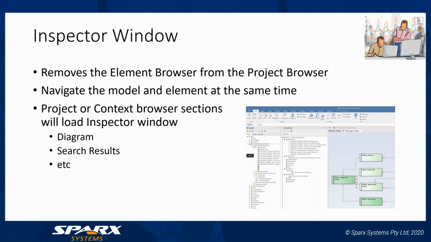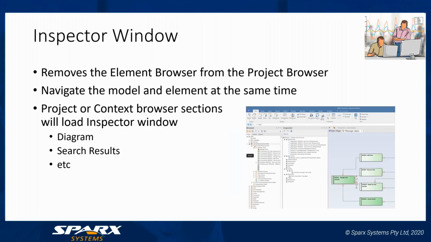The inspector window. The inspector window removes the element browser from the project browser. The element browser was something that we released in version 15, and it brought the properties of an element to the forefront of the modeling capabilities. You could find that stuff, but we made it much easier in 15 to get access to it. What we found is there is a need to actually have the project browser and the element browser open at the same time. We found that's really useful for staying in context to navigate the model. That way you can browse the model and instantly update the inspector window with the current element features.